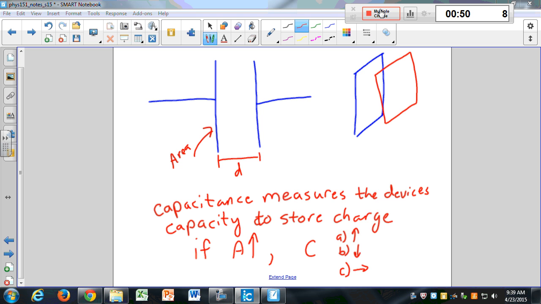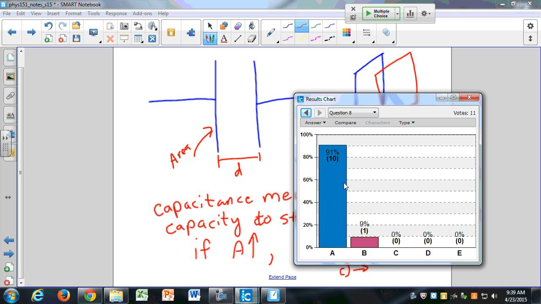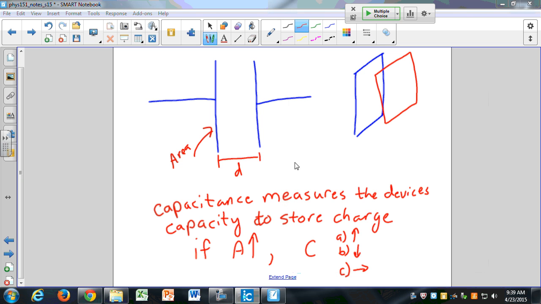All right, I'll stop at 55. Good. A is the right answer. If I make them bigger, just think of them as like a big pot, right? You can put more water into a bigger pot because it's bigger. So if I make these plates bigger, I can just store more charges on them.